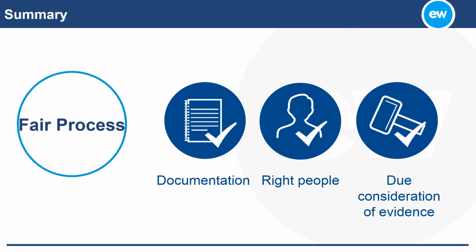In summary, what do we need to remember in conducting a safeguarding disciplinary hearing? 1. Ensure you follow a fair process. Follow the ACAS Code of Practice. 2. Keep all documentation and make sure you document all steps taken and decisions made. 3. Choose the right people for the job of investigating, disciplining, and hearing an appeal. 4. Give due consideration to the evidence. Make your decision off the back of the evidence.